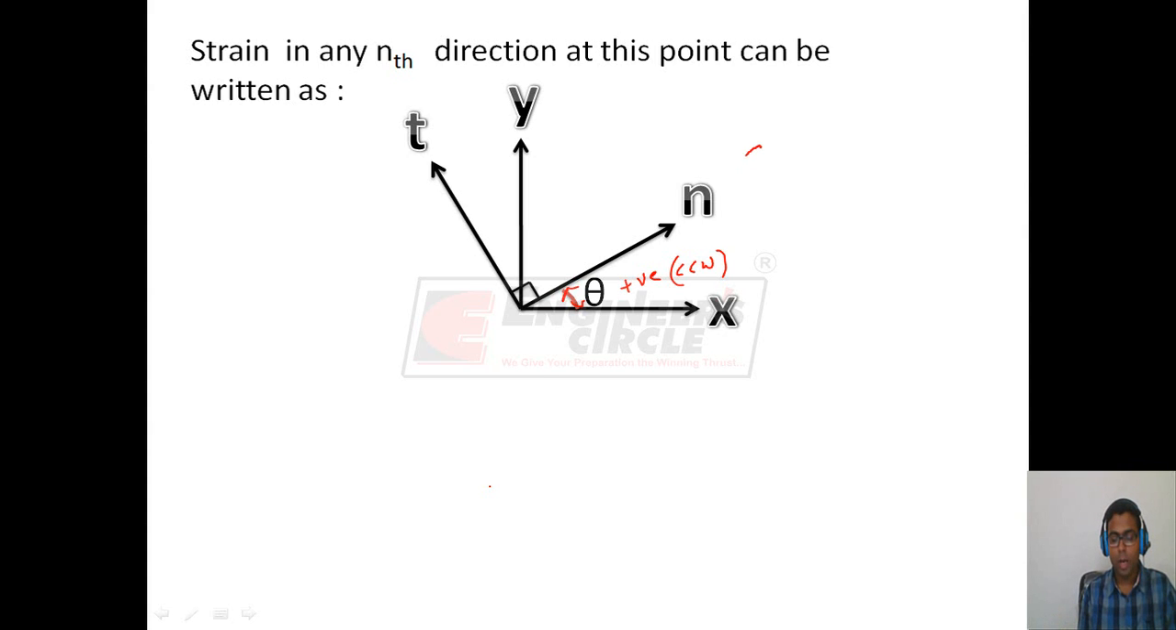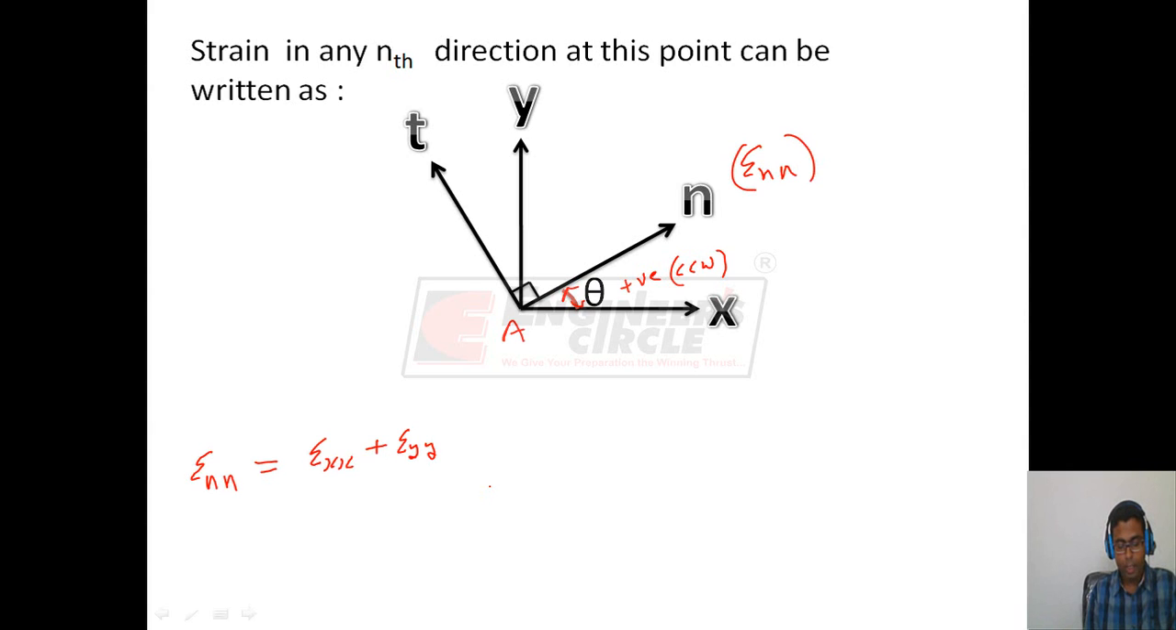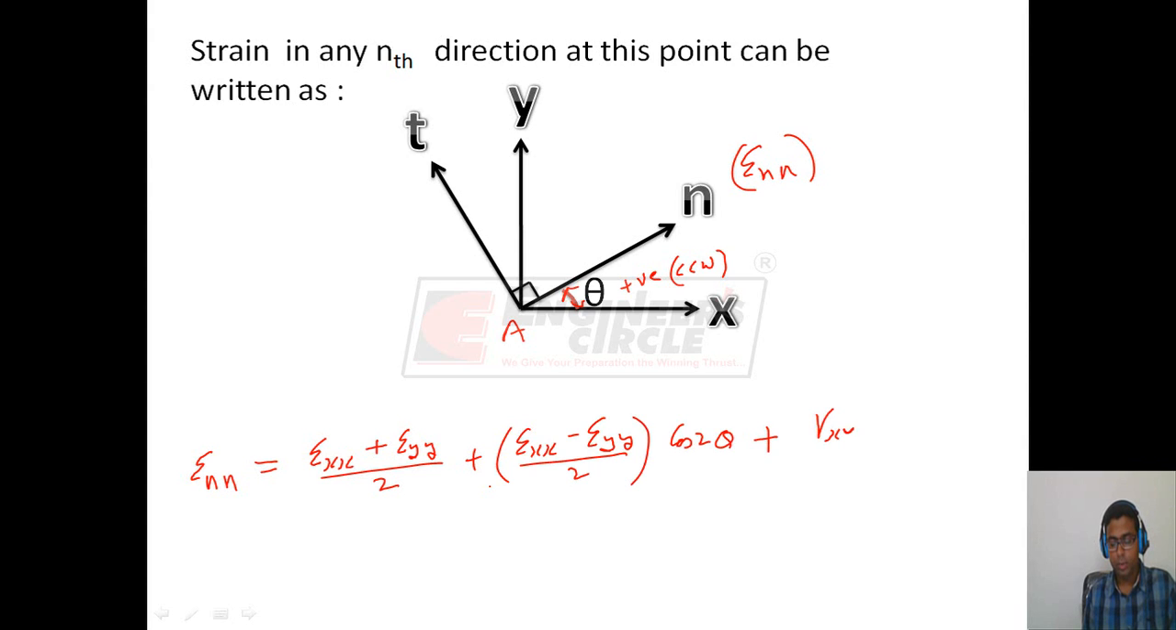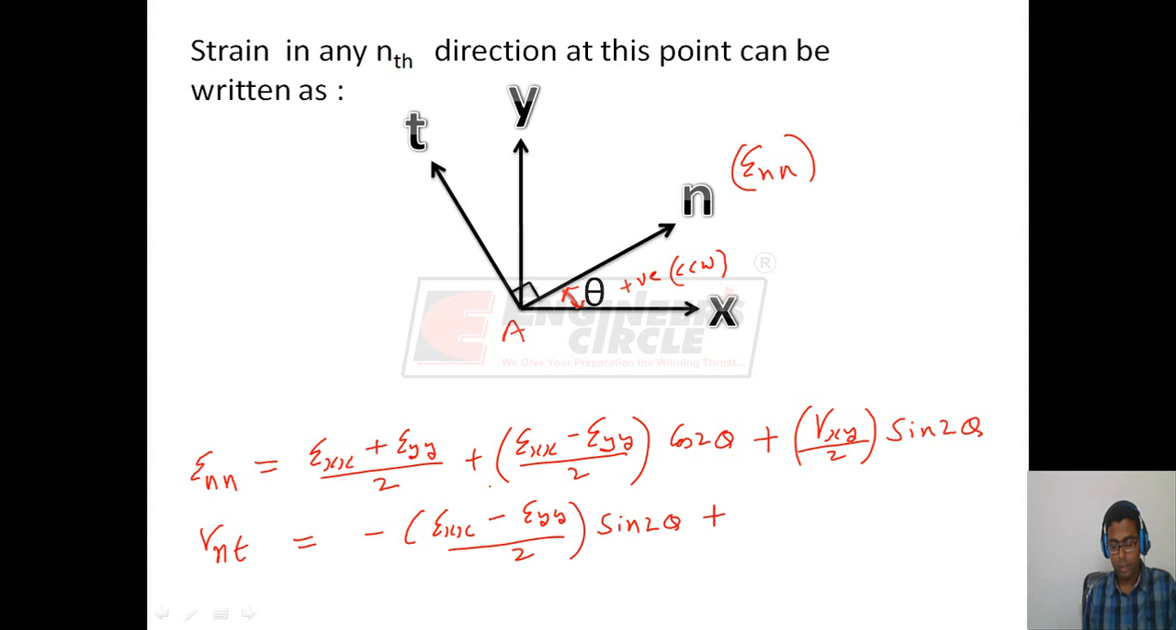The normal strain epsilon nn along the nth direction at the point A can be found to be epsilon nn equal to (epsilon xx plus epsilon yy)/2 plus (epsilon xx minus epsilon yy)/2 cos 2 theta plus gamma xy/2 sin 2 theta, and the shear strain gamma nt at point A can be written as gamma nt/2 equal to minus (epsilon xx minus epsilon yy)/2 sin 2 theta plus gamma xy/2 cos 2 theta.